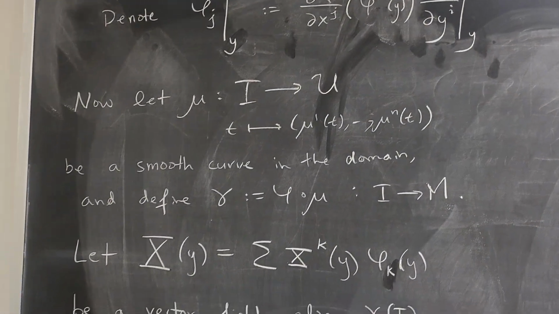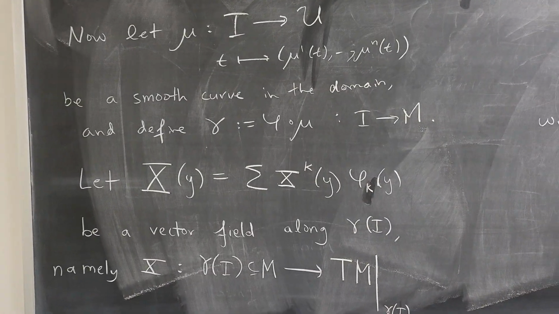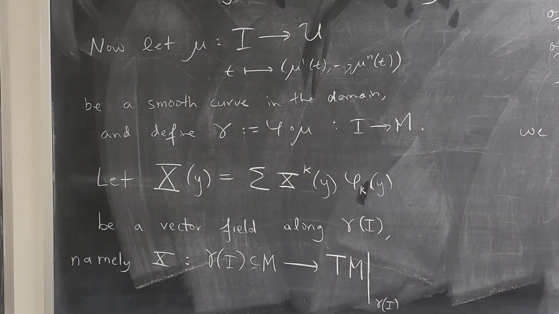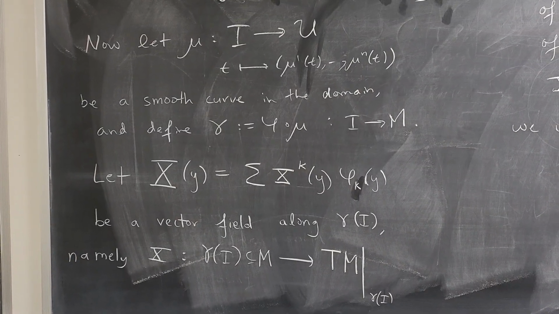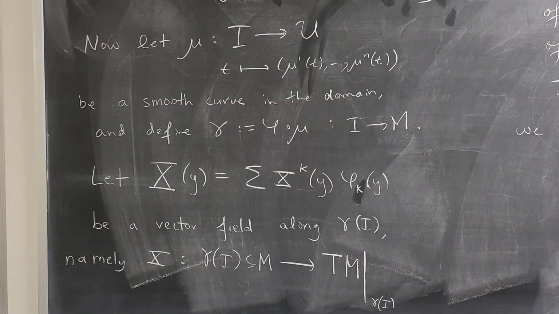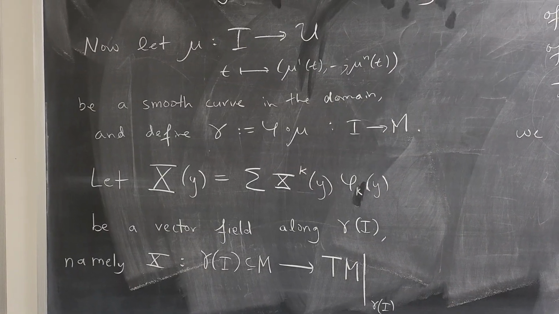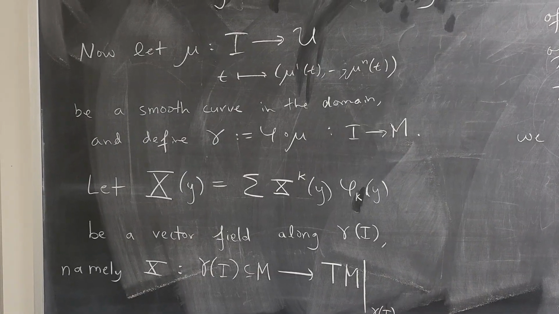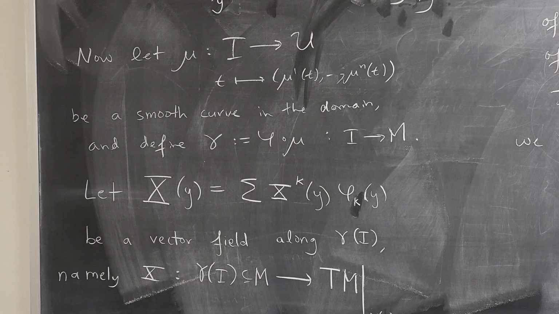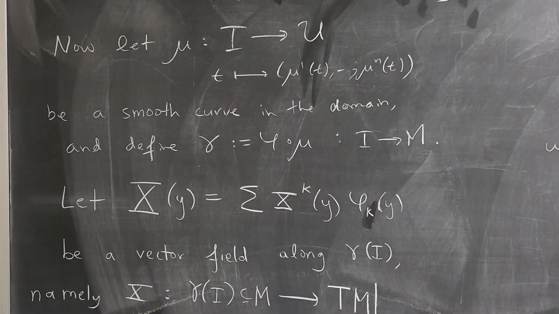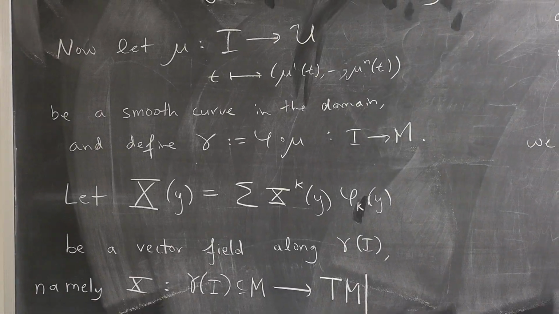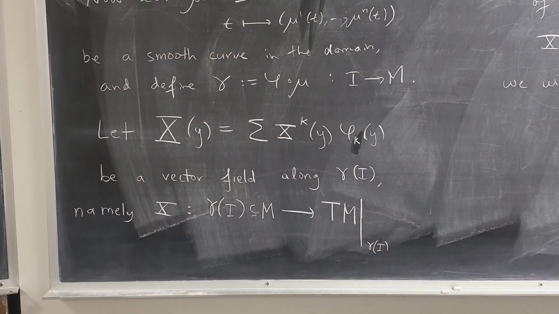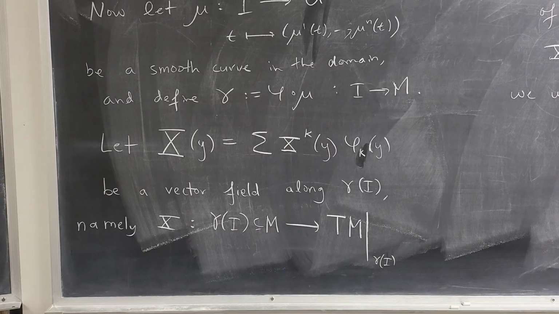Okay. So now we're going to let μ be a curve, a curve parameterized on the interval I into our domain. We're taking a curve μ in our domain, and we're going to define γ to be the image of this curve under the embedding map φ. So we define γ to be φ composed with μ, and that's a curve in our manifold.